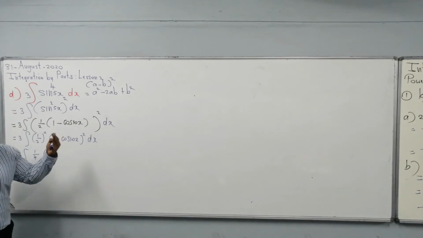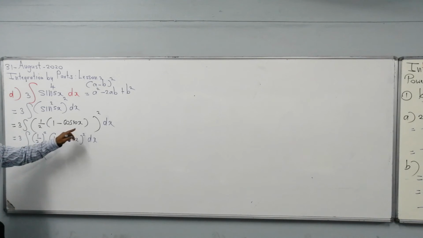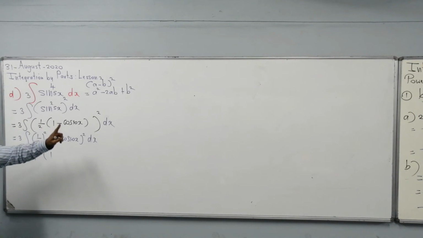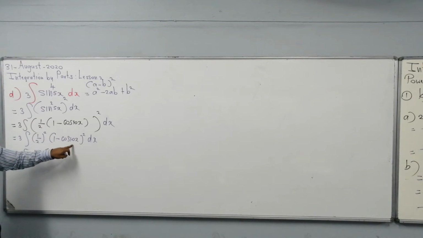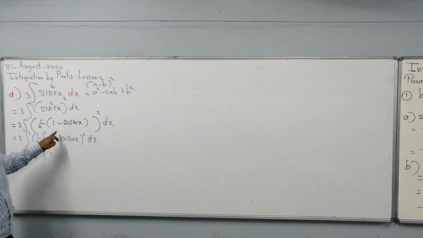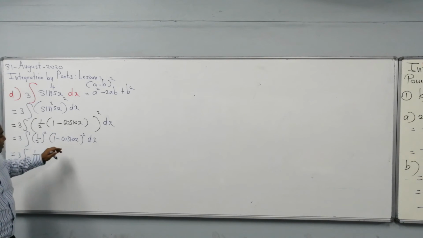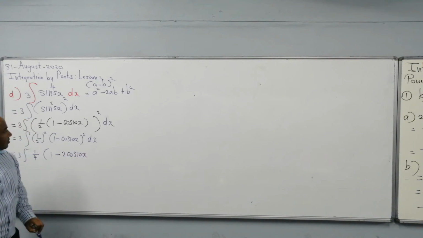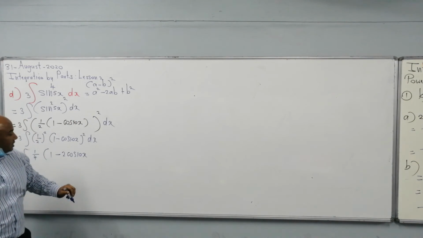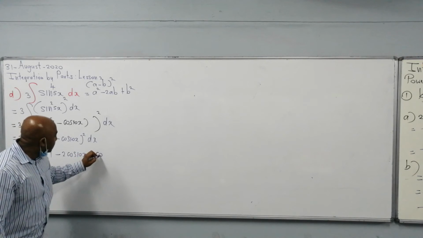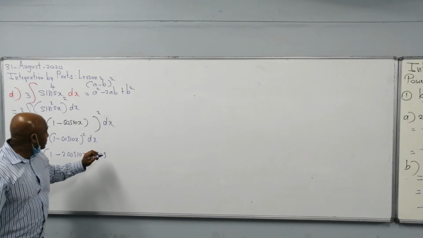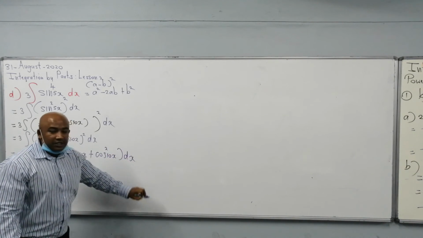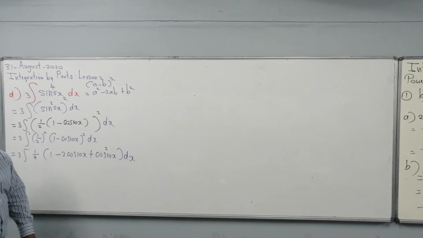Okay, so you apply it here now. So square the first one. That's 1. Middle term is 2 times term 1 times term 2. That's going to be 2 times 1 is 2 times minus cos is minus 2 cos 10x. And the last term is plus cos squared, so cos squared 10x, close bracket. We're done with the squaring.